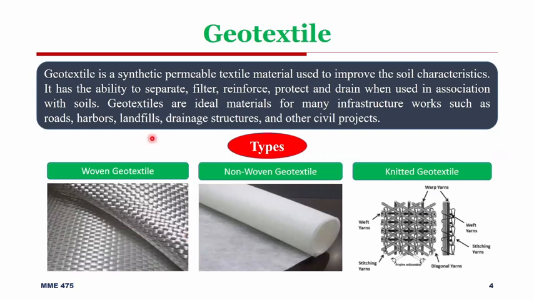So geotextile is a synthetic permeable textile material used to improve the soil characteristics. It has the ability to separate, filter, reinforce, protect, and drain when used in association with soil. Geotextiles are ideal materials for many infrastructure works such as roads, harbors, landfills, drainage structures, and other civil projects.